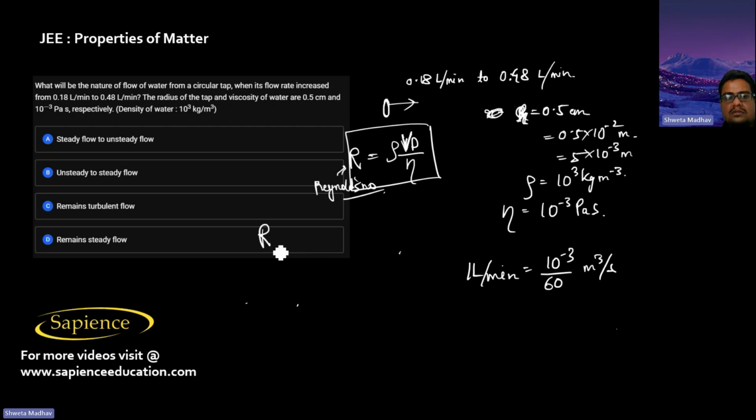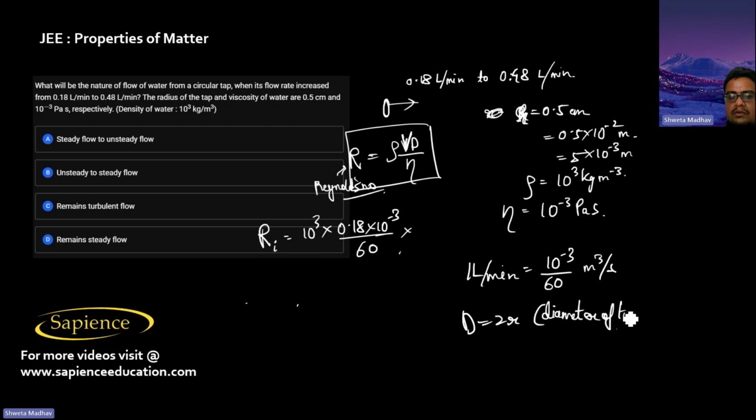So the Reynolds number initially is rho, that is 10 power 3, into V, that is 0.18 into 10 power minus 3 divided by 60, into d, divided by eta. d is equal to 2r, which is the diameter of the tube.